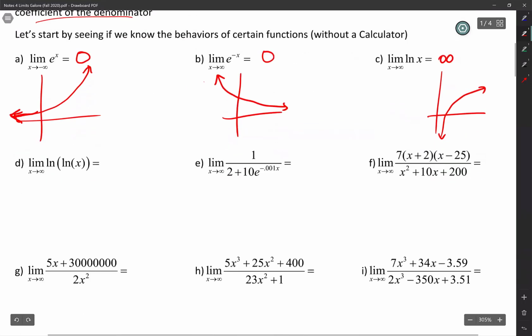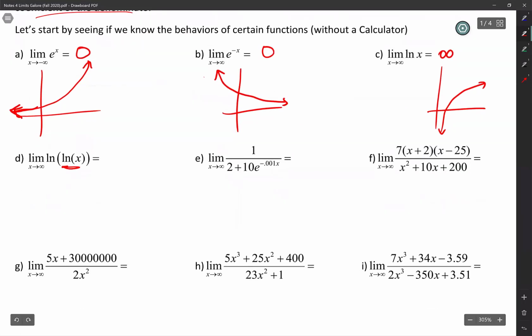All right, so I have ln of x, guys. Now think about it. As x approaches infinity, ln of x is still going to be going up. As my x values get larger, so do my y values, but they're growing really, really slow. So ln of ln of x grows even slower, but it's still growing. So this one is still, again, infinity. And if you don't believe me, you can type this into a calculator and you should see growth. It's going to be very small growth, but you should see growth.